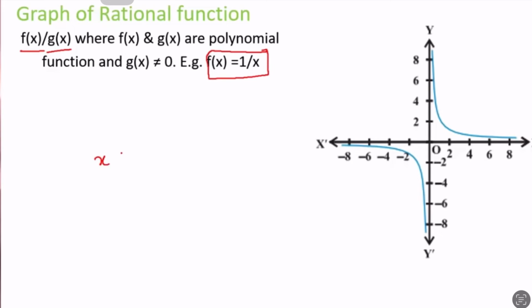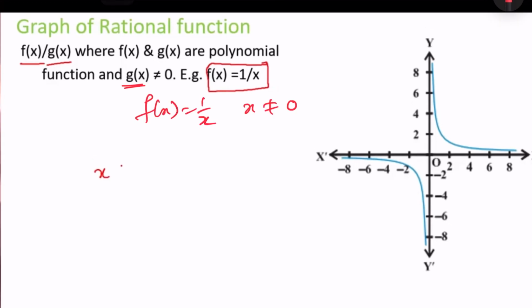Over here you have a rational function, f of x by g of x, where f of x and g of x are polynomial functions and g of x is not equal to 0. Example, f of x is equal to 1 by x. X cannot be equal to 0, isn't it?